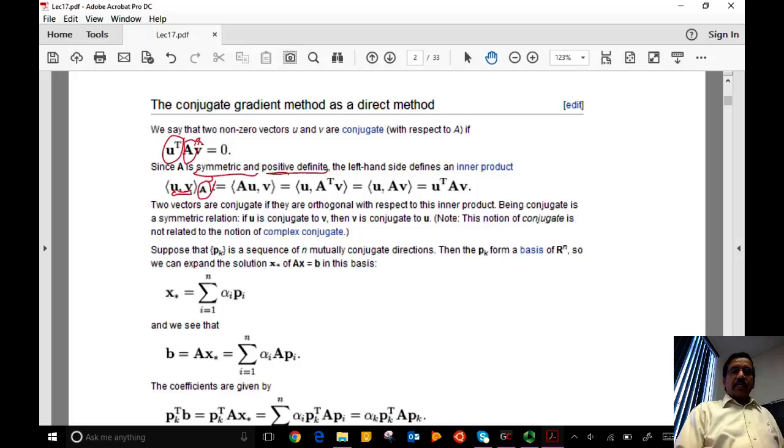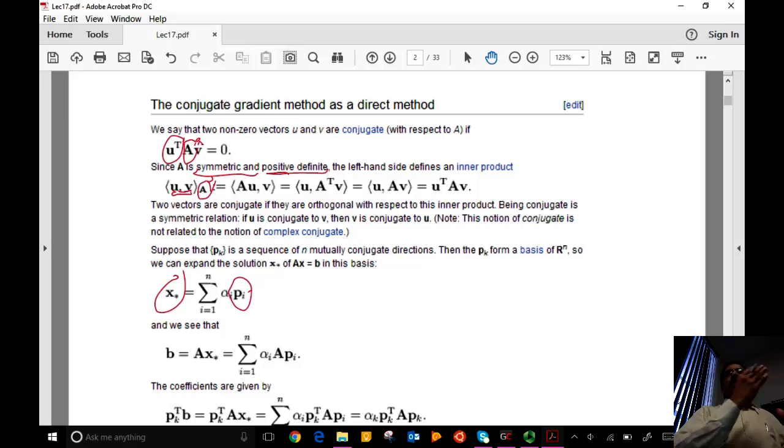And that is the solution x, here I put a star to indicate that it's an approximate solution, can be written as a summation of a series of vectors alpha and pi if pi are linearly independent. They form a basis. Okay? And you can orthogonalize it, orthonormalize it, whatever you can do using the Gram-Schmidt procedure. So this is always possible.